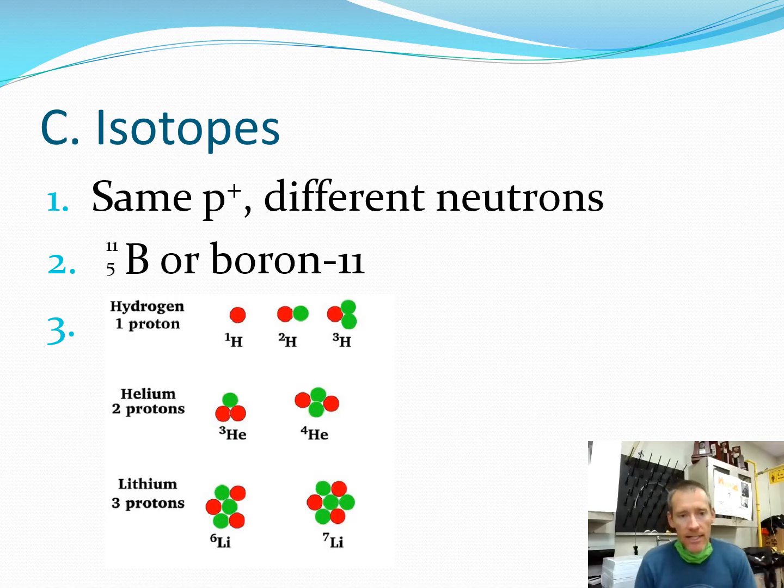Hydrogen has three different isotopes. You have hydrogen-1, hydrogen-2, hydrogen-3, or tritium and deuterium. So you can see the neutrons are changing from 0 to 1 to 2. Helium has two basic isotopes, helium-3 and helium-4. You can see helium-3 has 1 neutron, whereas helium-4 has 2 neutrons. And you can see lithium also has a couple of isotopes. They all have 3 protons, but the number of neutrons changes.